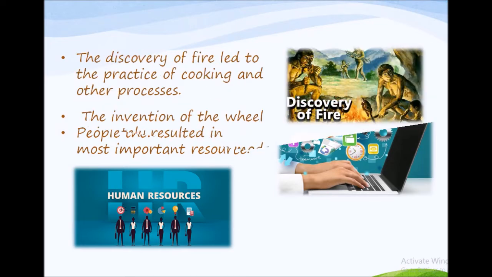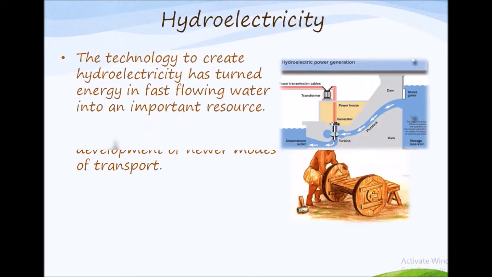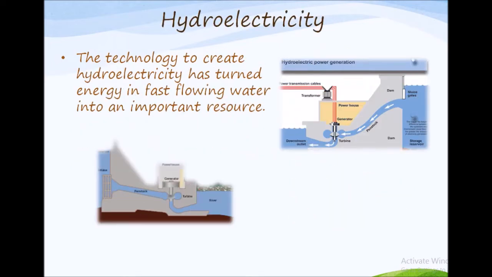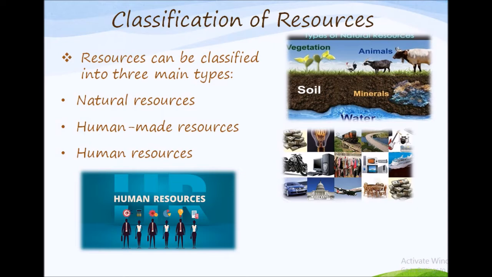For example, the discovery of fire led to the practice of cooking and other processes, while many modes of transport developed with the invention of the wheel. And you may have heard about hydroelectricity as well. The technology to create hydroelectricity has turned energy available from fast flowing water into an important resource. So, the theory that time and technology change substances into resources stands very true. Now, resources can be classified into three main types: natural, man-made or human-made, and human resources.